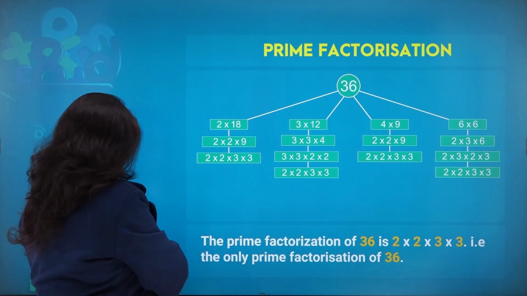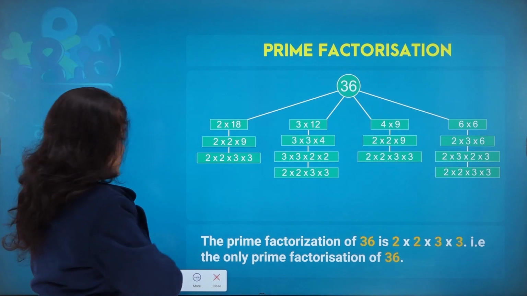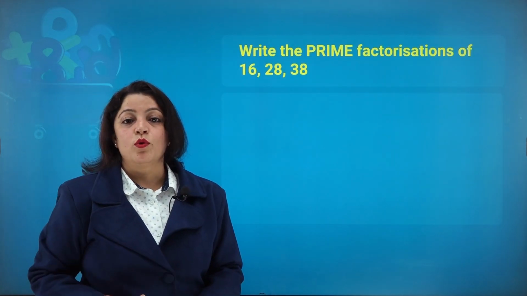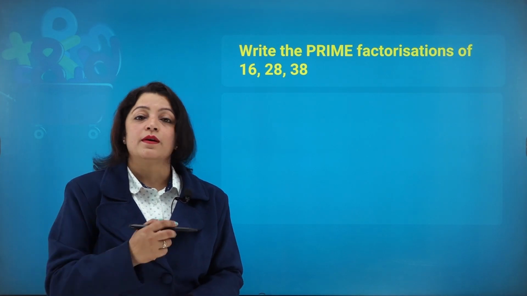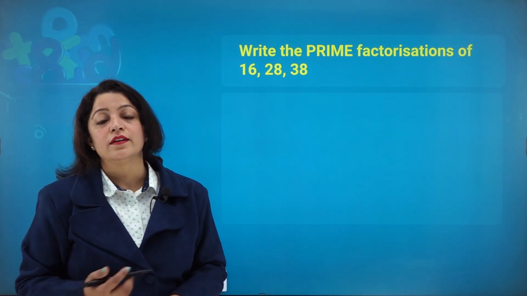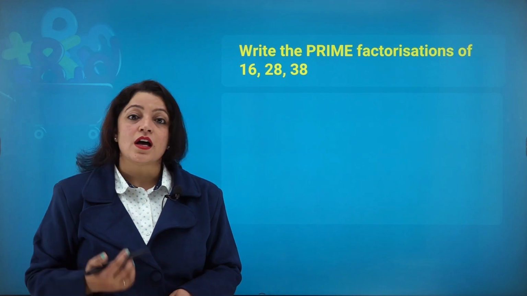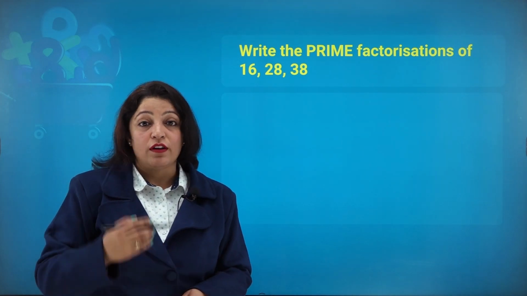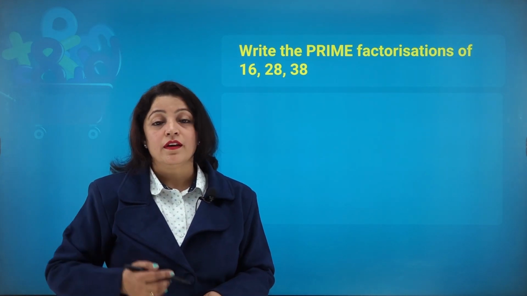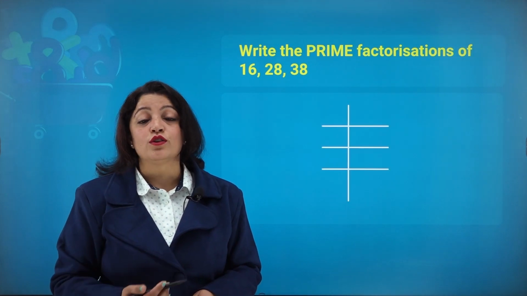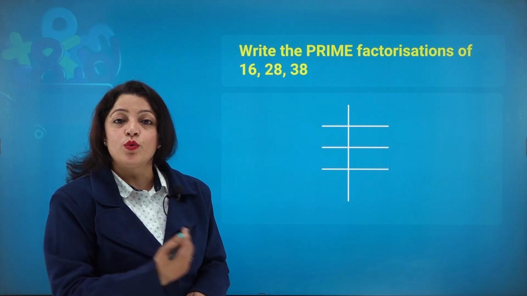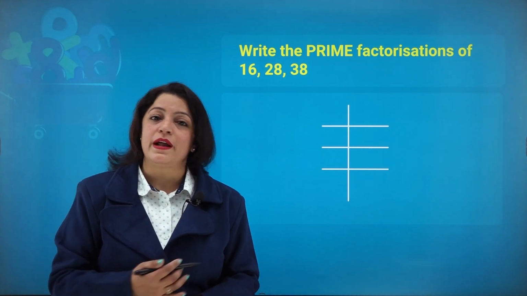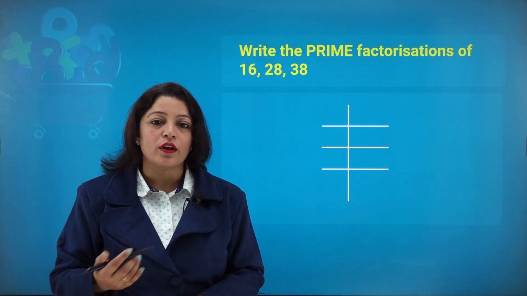Okay. Now, let's see the next thing here. One more method. If I ask you to find the prime factors of three numbers, 16, 28 and 38, how are you going to find them? Shall we find them all separately? Yes, you can find the factors of a number using a trick, using this method. And when we do it like this, we call it a method of prime factorization. So how are we going to start with it?